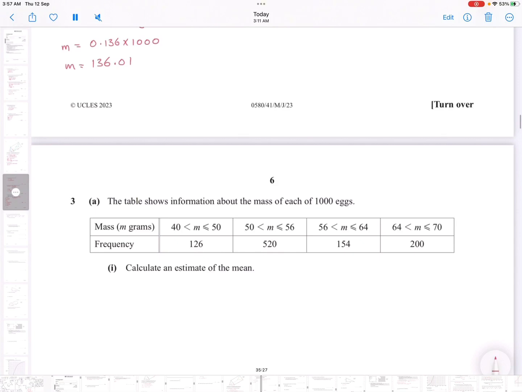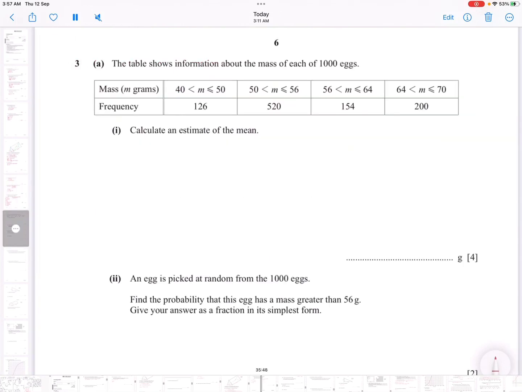Question number 3. Mass of eggs. Classes are given, frequencies are there. Calculate an estimate of the mean. So find out the mid value. 40 plus 50 divided by 2 is 45. The mid value of the second class, 50 plus 60 divided by 2, is 55. And same with the rest of the classes. So you have the mid values now.